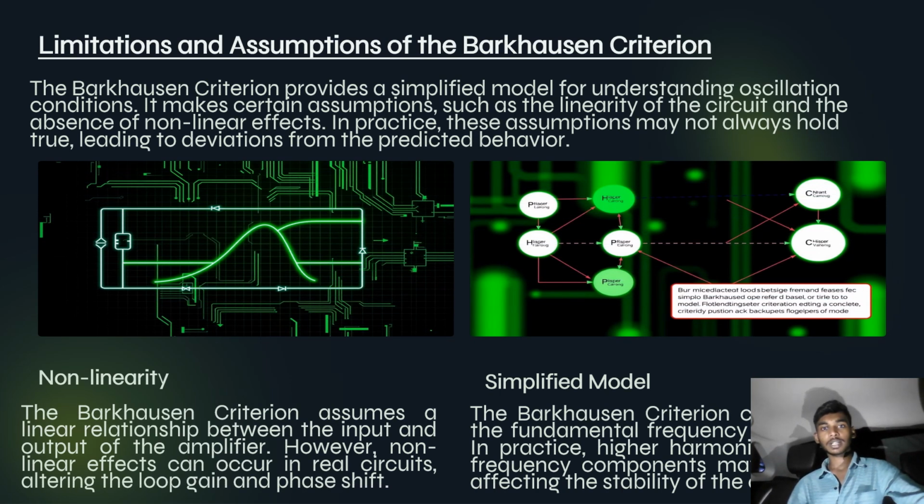Limitations and assumptions of the Barkhausen criterion. The Barkhausen condition provides a simplified route to understanding oscillation conditions. It makes certain assumptions, such as linearity of the circuit and the absence of non-linear effects. In practice, these assumptions may not always hold. The criterion assumes a linear relationship between the input and output of the amplifier. However, non-linear effects are present in real circuits and can affect the loop gain and phase shift. The criterion may also not be effective or stable at higher harmonics and frequencies.